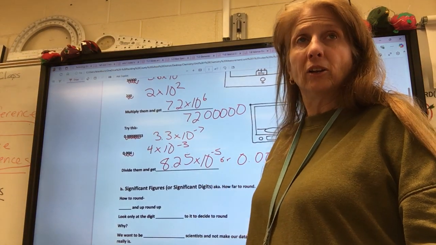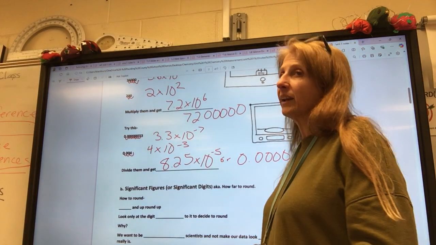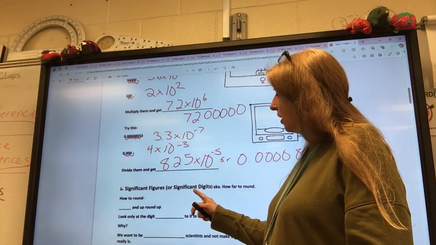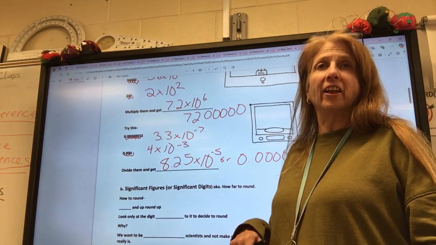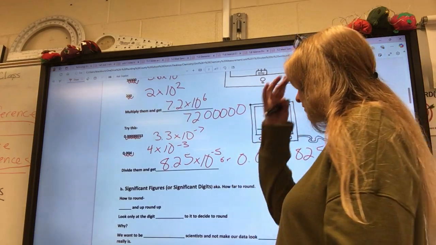Now, we are a little bit nerdy in science. I don't know if you've ever heard that before, but it's true. And so we like to say things in little cool terms. And so sometimes we'll call it sig figs or sig digs. Doesn't that sound much cooler than significant figures? Sig digs. Sounds very cool.